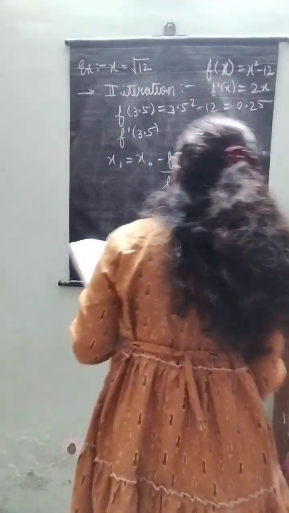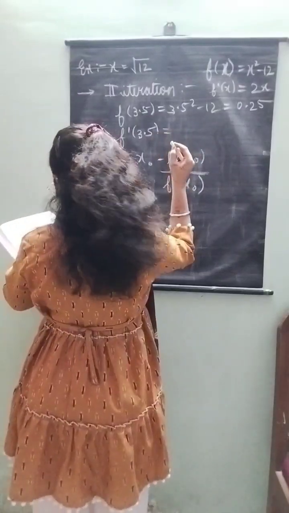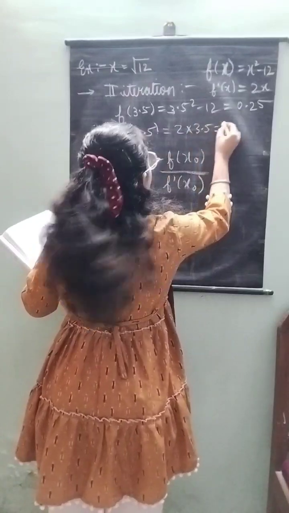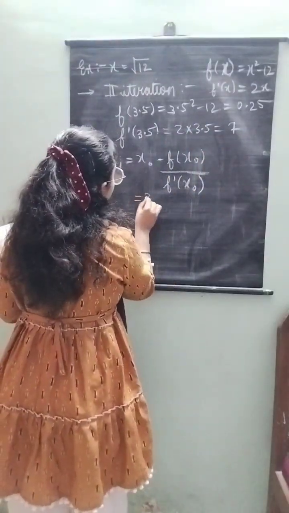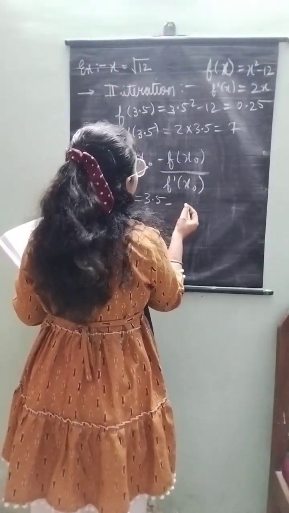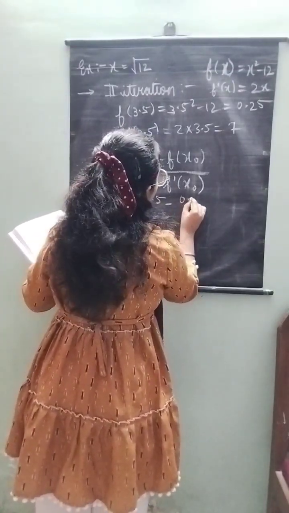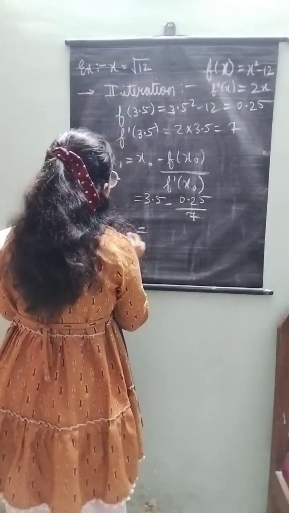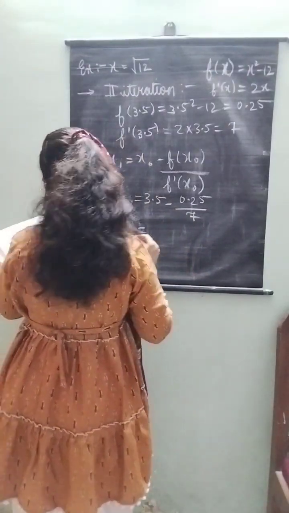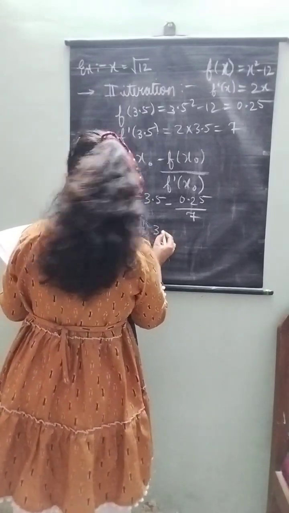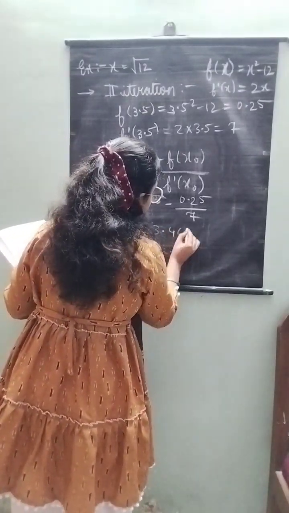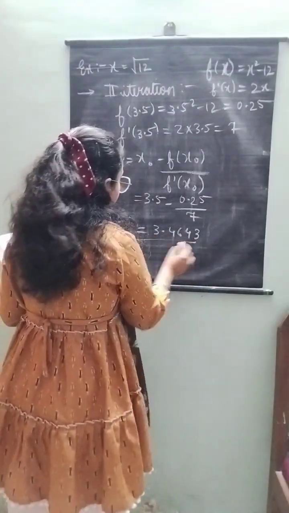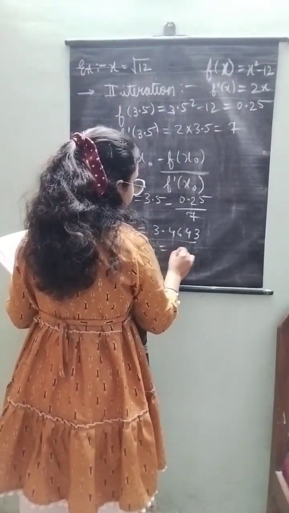And for f dash, it will be 2 into 3.5, which will give 7. In this we will compute 3.5 minus 0.25 upon 7, and this will give us another value x1, that is 3.4643, and this will again become the value of x naught for the further iteration.